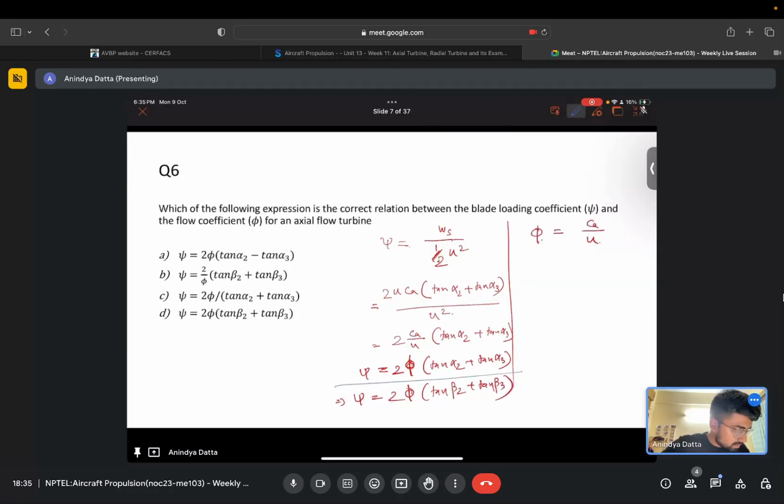From the given options we see that option D is the one that matches. So option D is the correct answer. Let's move on then. This is clear.